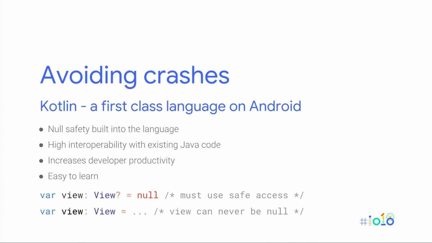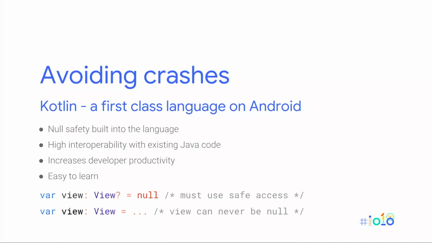OK, the second thing I want to mention when talking about crashes is Kotlin. Now, also last year at I/O, we announced Kotlin as a first-class supported language for Android developers. And before I say anything more, let me just say that I know it's not a silver bullet. It will not solve all your crashes in your application. However, because of the null safety that's built right into the language, it can save you from some common classes of errors that you might otherwise hit if you build your apps with just Java.